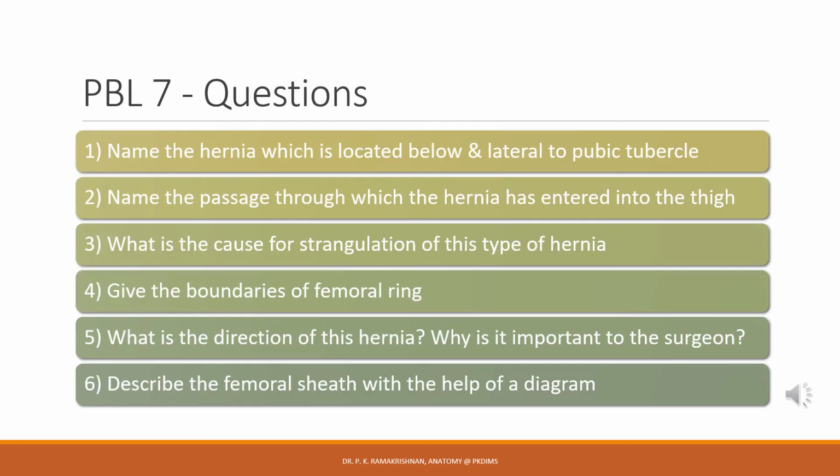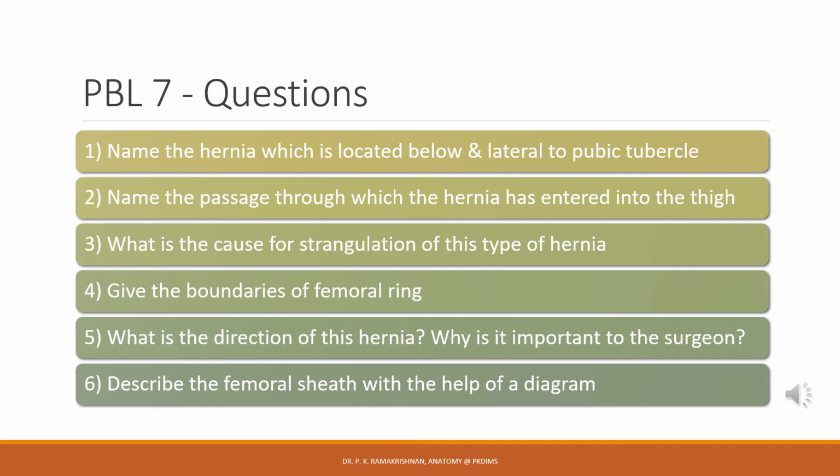Coming to questions of PBL 7, you have to name the hernia which is located below and lateral to the pubic tubercle. You also have to name the passage through which this particular hernia has entered into the thigh. You have to give the anatomical basis for the strangulation of this particular type of hernia. You have to name the boundaries of femoral ring.